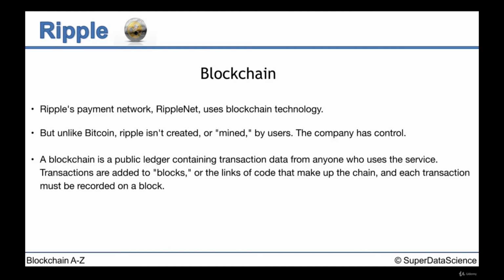And of course we have to mention blockchain. Ripple's payment network, RippleNet, uses the blockchain technology, but Ripple isn't mined. The company has control. We talked about the distribution in the earlier slide. And to reiterate, a blockchain is a public ledger containing transaction data from anyone who uses the service. Transactions are added to blocks or the links of code that make up the chain, and each transaction must be recorded on the block. Blockchain is one of the most crucial, if not the most crucial components of cryptocurrencies.